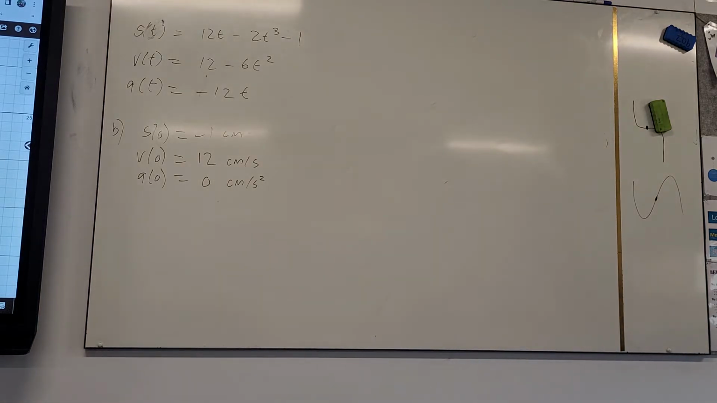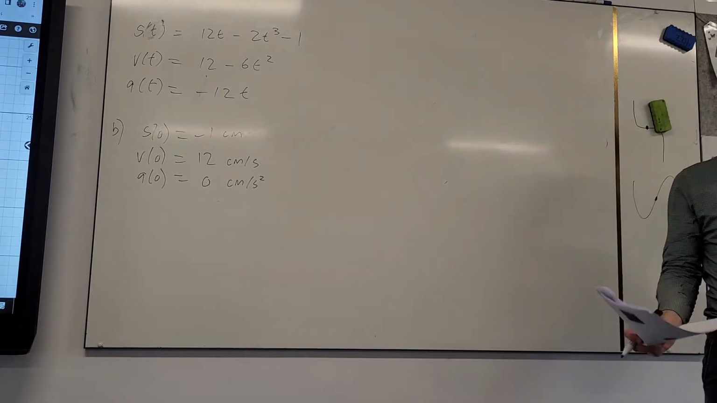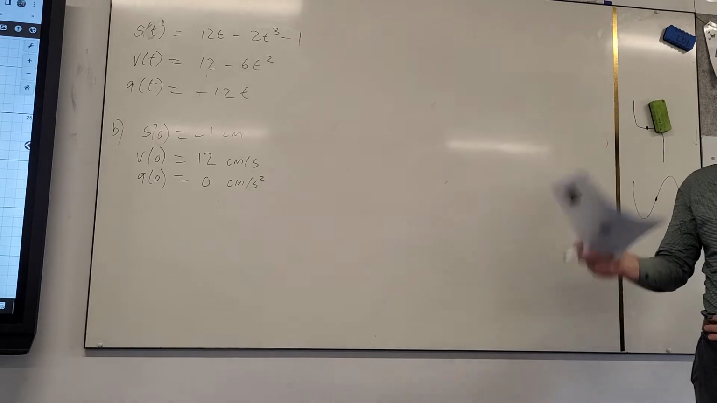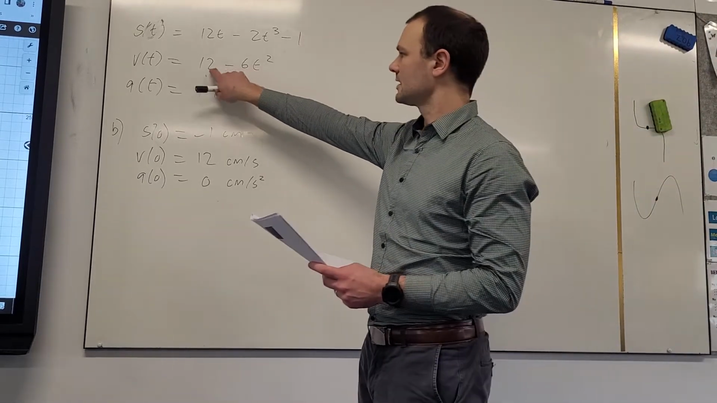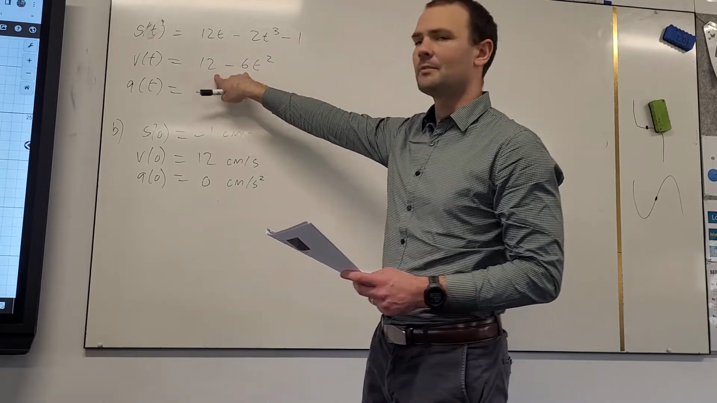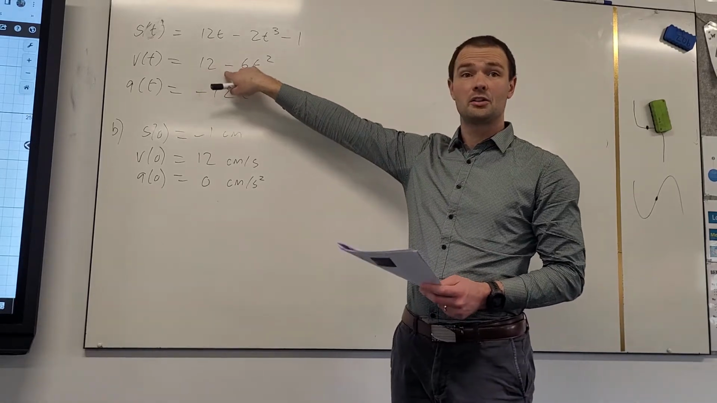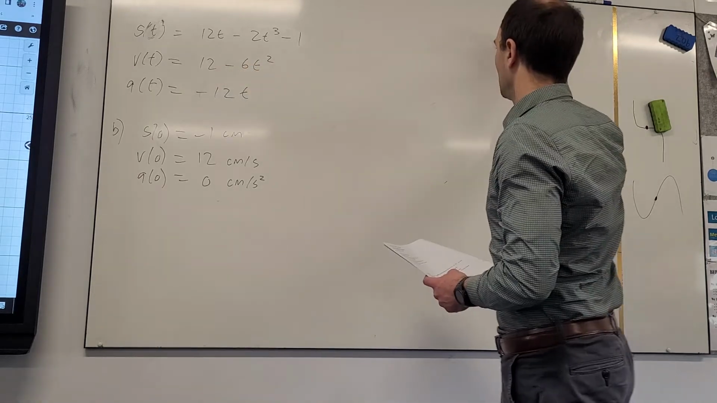Okay, next part, C. Find the times when it changes direction. So for it to change direction, the velocity sign diagram must change sign. So here's the velocity function, let's draw the sign diagram of that. Now again, you could just put that straight in your calculator, but we're going to sketch it, we're going to work it out.